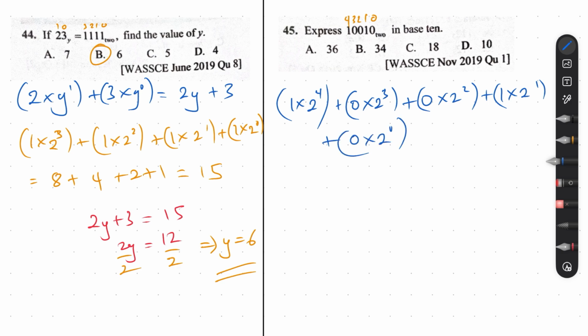So what do we have? Here we have 16, here we have 0, here we have 0, here we have 2, and here we have 0. So our answer is what? 16 plus 0 plus 0 plus 2 plus 0, which is what? 18. 18 base 10. So that's our answer, C.